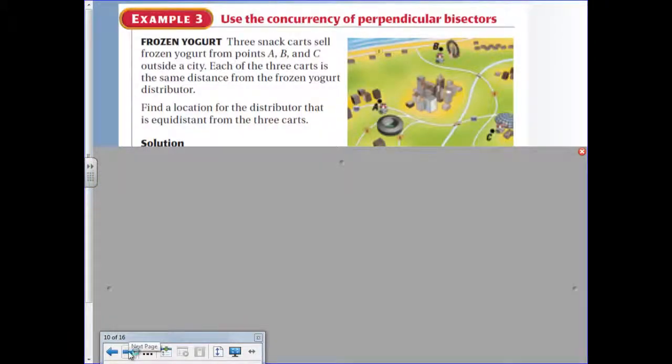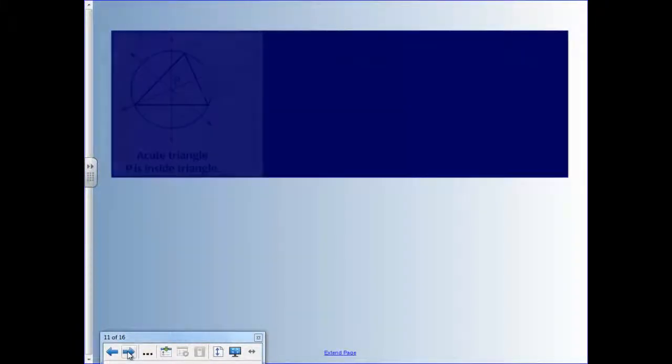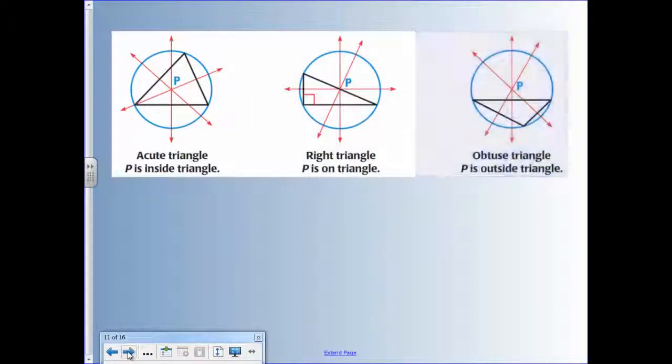Check this out real quick. You have these on your paper. If I give you an acute triangle and I say, here are the perpendicular bisectors, the place they intersect is inside the triangle. If it's a right triangle, the place they intersect is actually on the triangle. And if it's obtuse, the place those intersect is outside of the triangle. Okay? Just so that you're familiar with those.